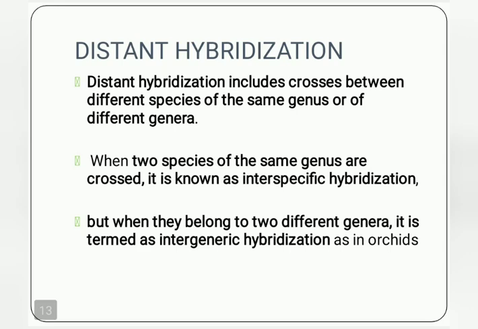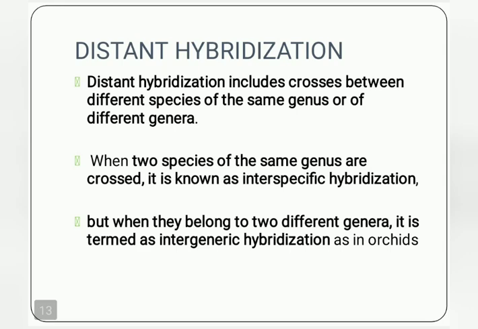In most crop improvement programs, the type of hybridization program we commonly carry out is intervarietal hybridization. It gives better results. The most commonly used hybridization technique is intervarietal hybridization. But in some cases we do carry out interspecific hybridization or distant hybridization.